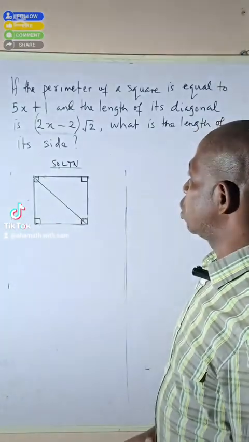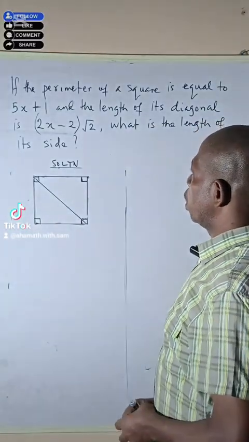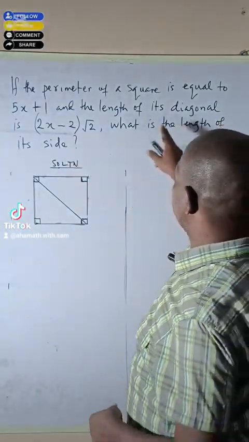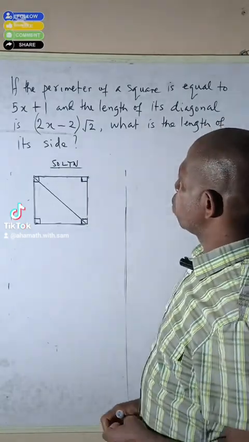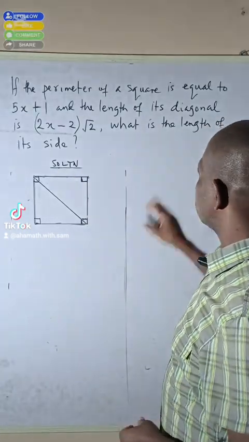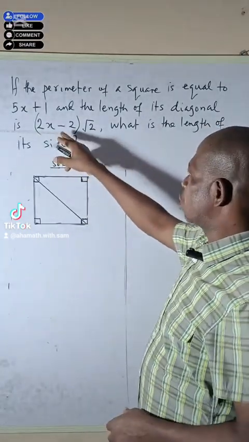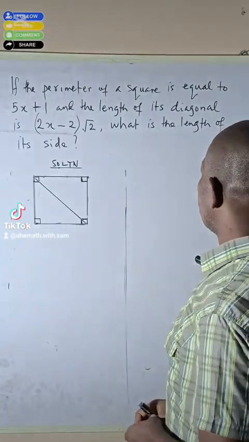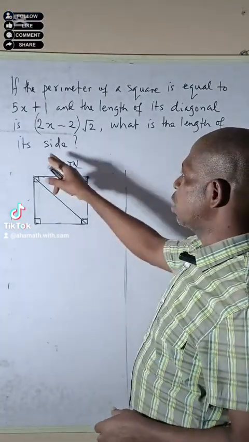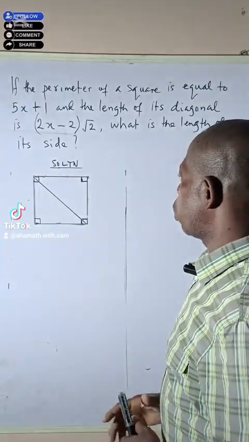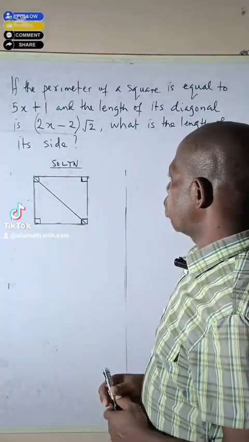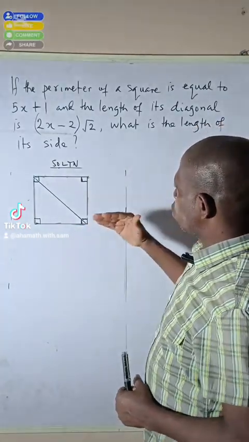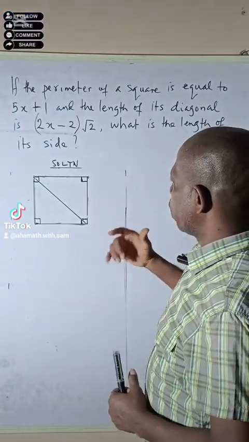Today we have this problem on the board. It reads, if the perimeter of a square is equal to 5x + 1 and the length of its diagonal is (2x - 2) times root 2, what is the length of each side? The question requires us to find the length of the side of a square, so a sketch will definitely do us a world of good here.